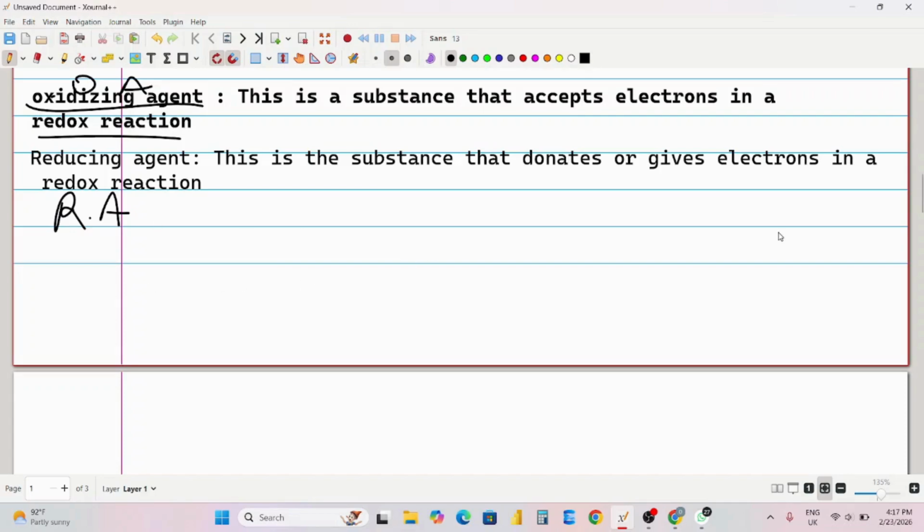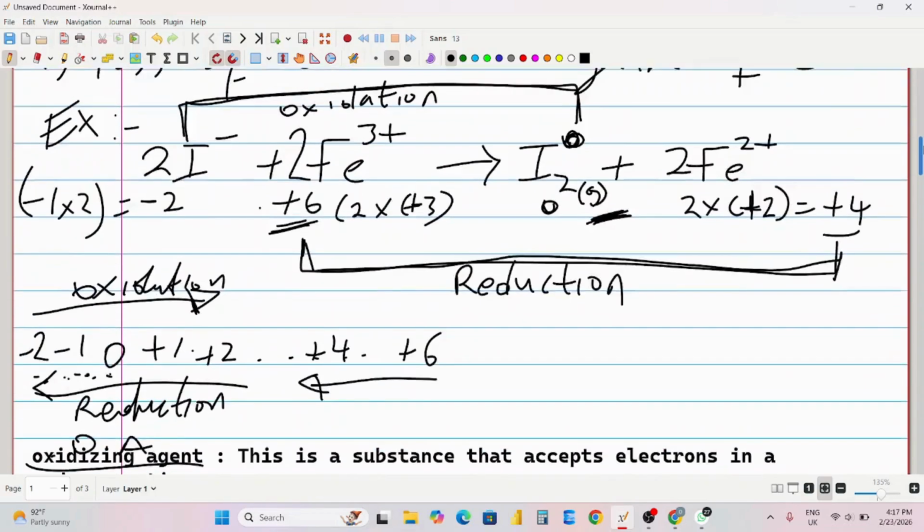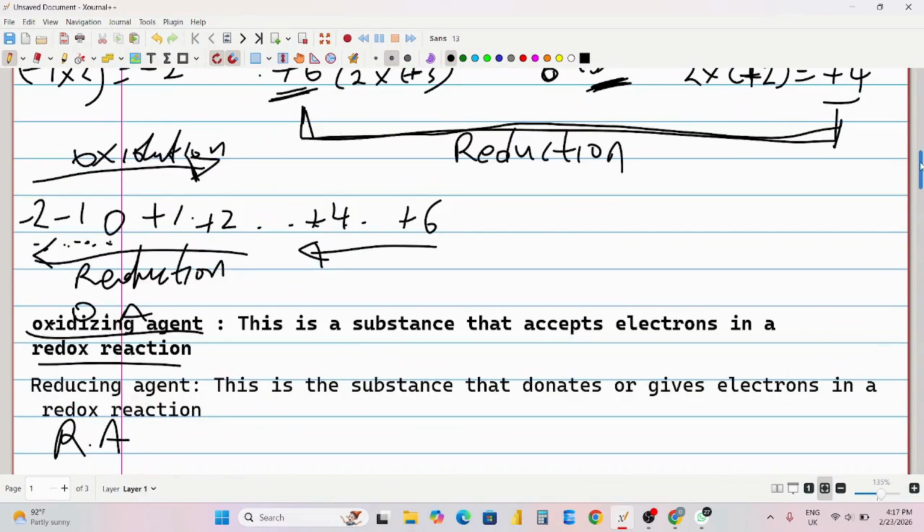Going back to that same equation that we used, or we should use something different. Okay, let's get something different that we can use.